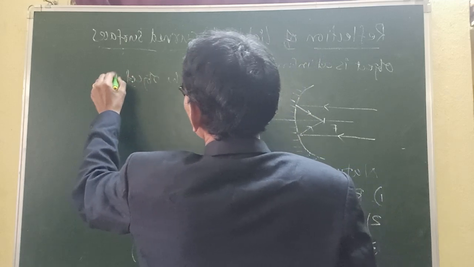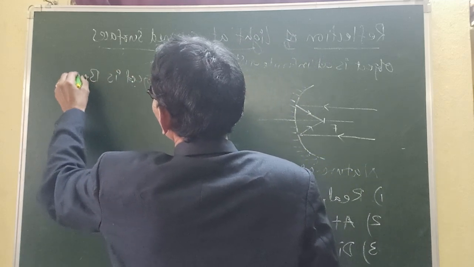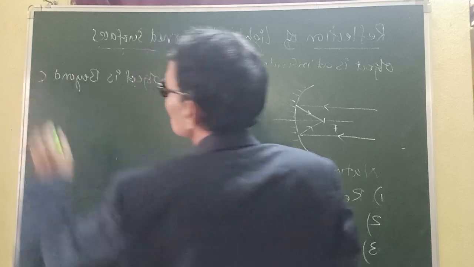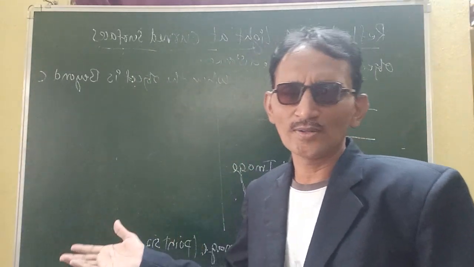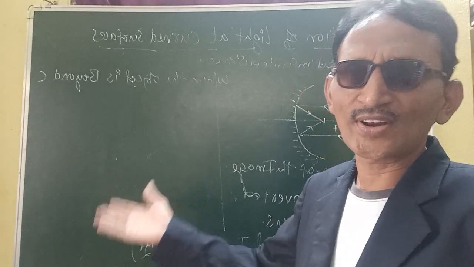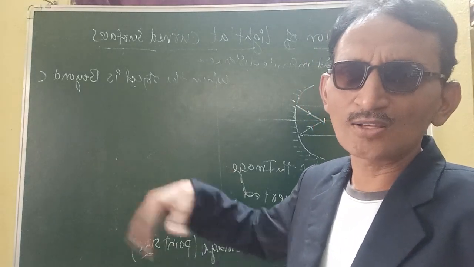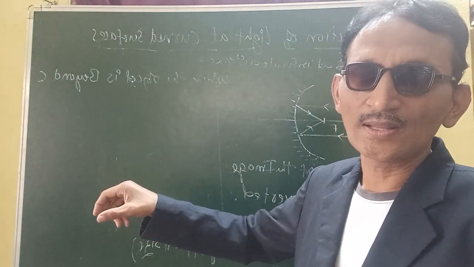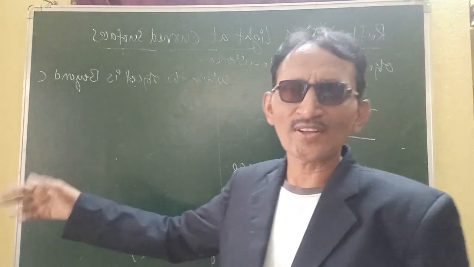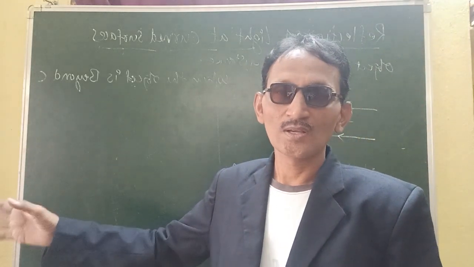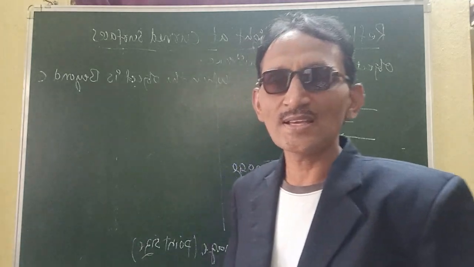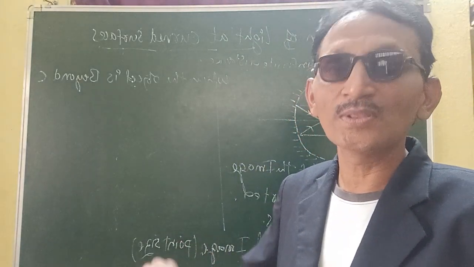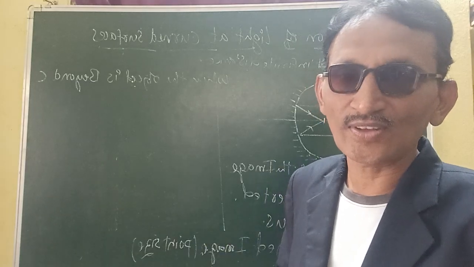When the object is beyond C. C means double the focus. Double the focus is called beyond. That is the C point, the center of curvature. The mirror is a part of a hollow sphere, and the center of that hollow sphere is what we call the center of curvature. It is double the focus.